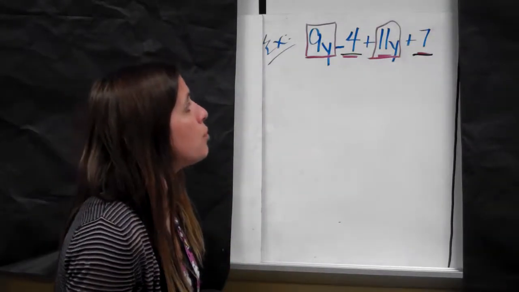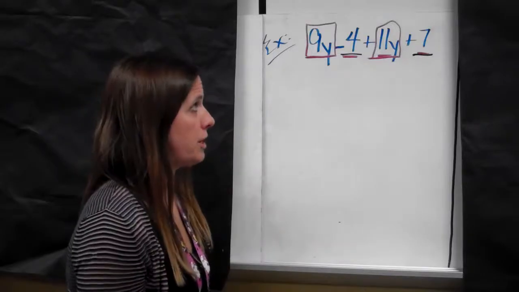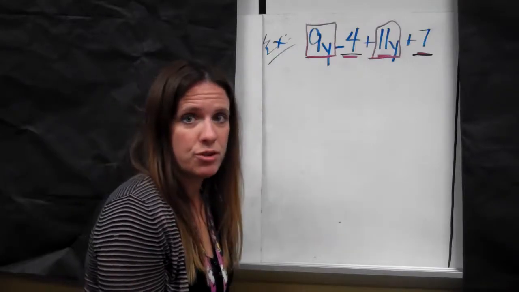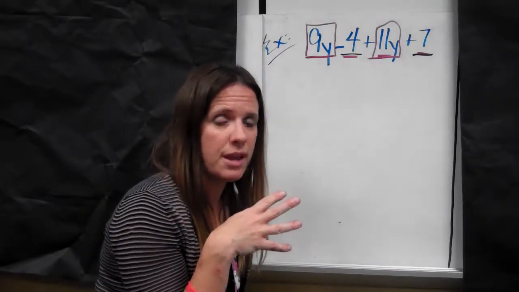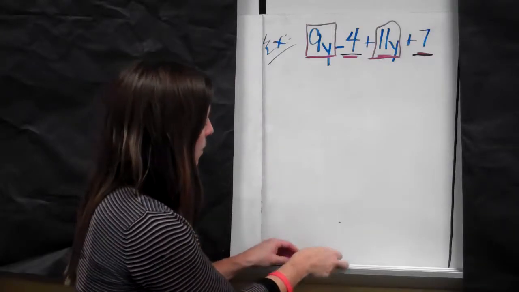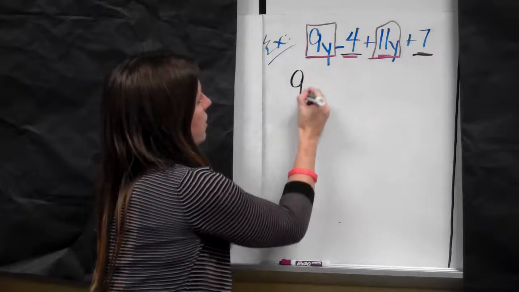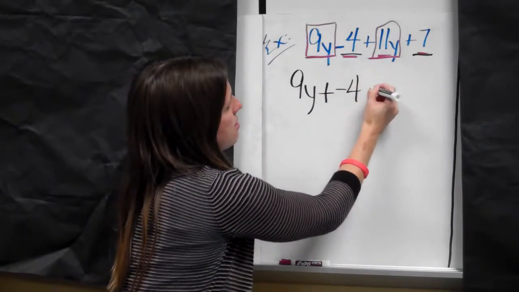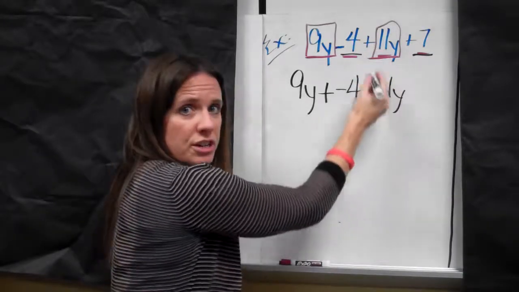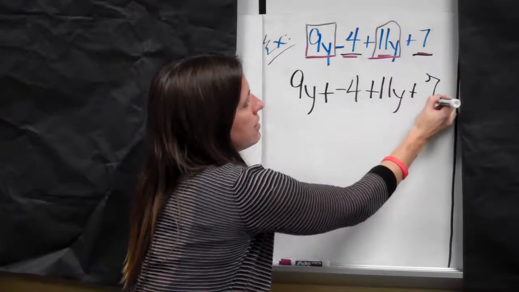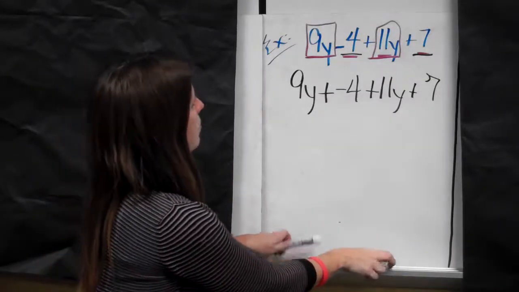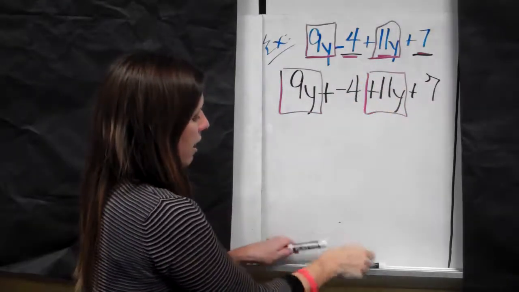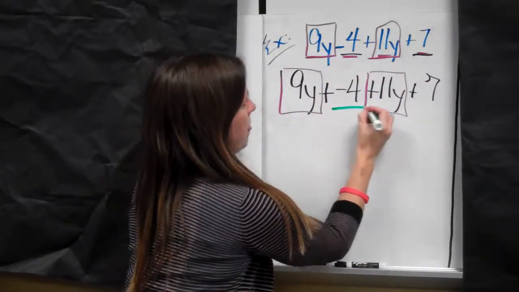Okay. Before we start combining any like terms, look at our expression. We have subtraction and addition. When we have subtraction, what have we told you to do? Those 3 words? Add the opposite. That is correct. So we want you to rewrite this, adding the opposite. So it would be 9y. This minus becomes a plus, and the 4 becomes a negative. Plus 11y, that doesn't change. It's already addition. And plus 7. That doesn't change. It's already addition. All right, I'm going to move my boxes down here. And my underlines for the constants.